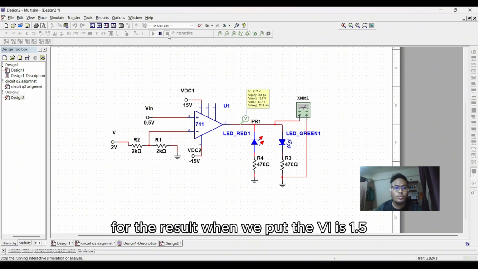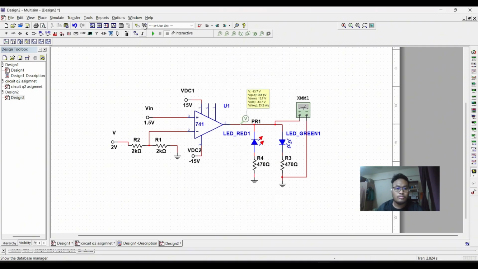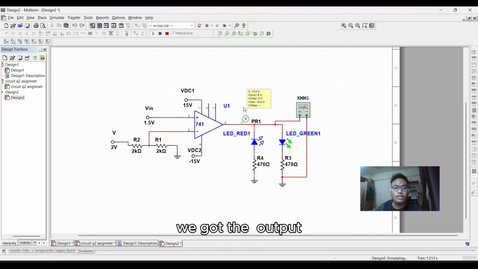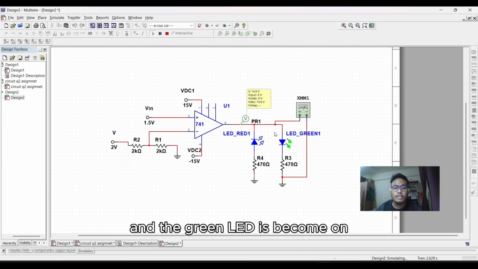For the result when we put Vi as 1.5, okay, this is the result when we put 1.5. For Vout, we got an output of 50 volt, and the red LED is off and the green LED is on.